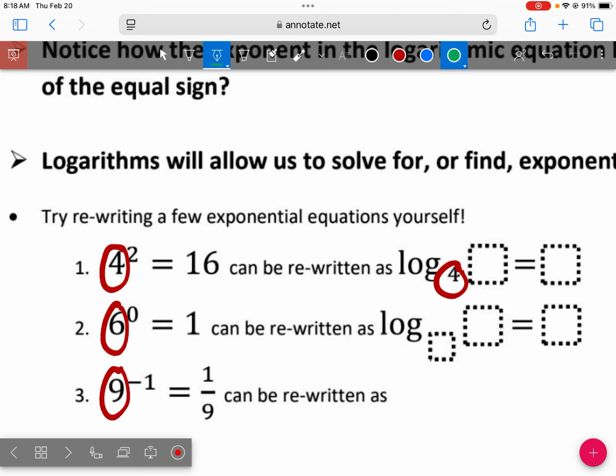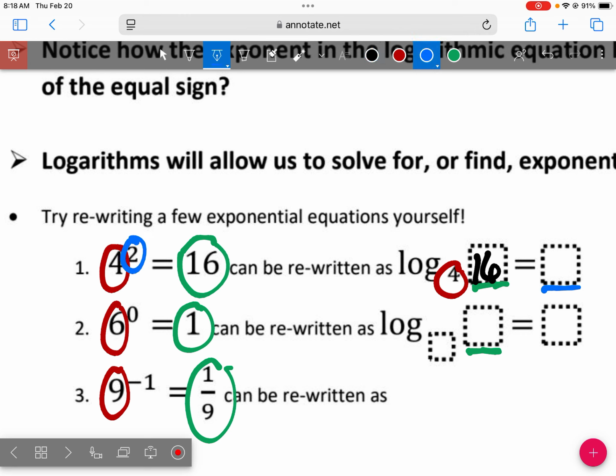Then comes your answer. So your answer, that's what goes here. My answer is 16, so I'm going to put a 16 here. And it equals my exponent, which is 2. So if you have 4 to the power of 2 equals 16, that can be written as log base 4 of 16 equals 2.